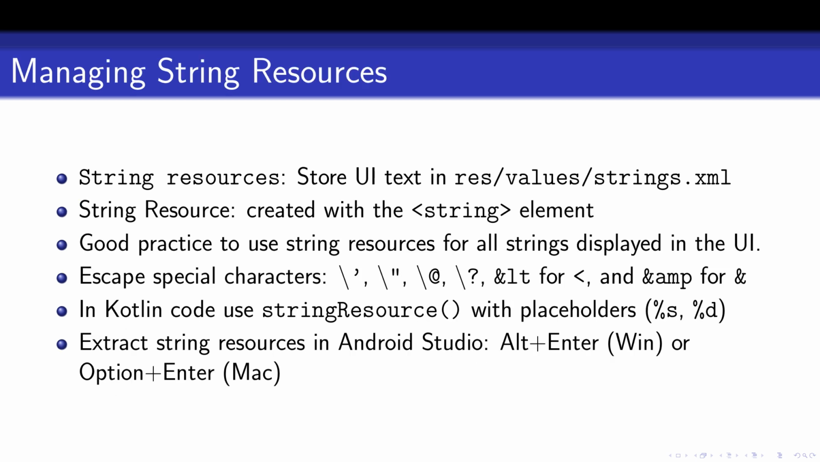Managing string resources properly is essential for maintainable and localizable apps. All UI text should be stored in the strings.xml file located in res/values. Each string resource is created using the string element with a name attribute. This approach makes it easy to translate your app into different languages later. You can use special characters by escaping them with backslashes, and you can even use placeholders for dynamic content.